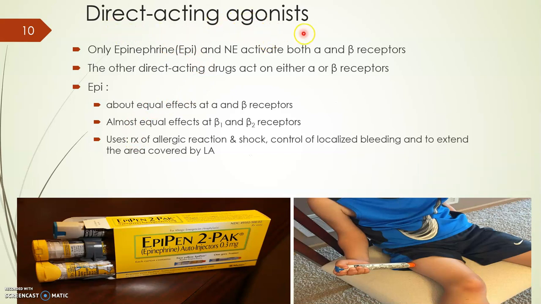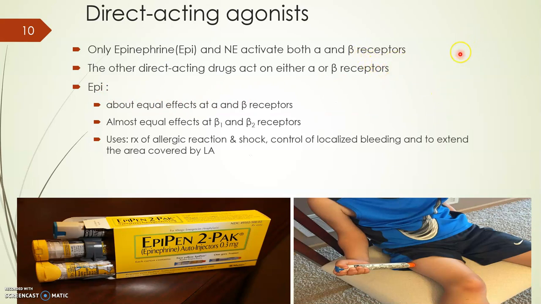So direct acting agonists, okay, let's talk a bit about that. So only epinephrine and norepinephrine or adrenaline and noradrenaline activate both alpha and beta receptors. So the other direct acting drugs act on either the alpha or beta receptors. So drugs other than epinephrine and norepinephrine act on either the alpha or beta, okay? Whereas epinephrine and norepinephrine activate both the alpha and the beta receptors. So epinephrine has about equal effects at the alpha and beta receptors.